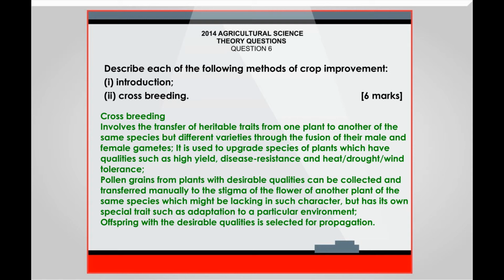Pollen grains from plants with desirable qualities can be collected and transferred manually to the stigma of the flower of another plant of the same species, which might be lacking in such character, but has its own special traits, such as adaptation to a particular environment. Offspring with the desirable qualities is selected for propagation.